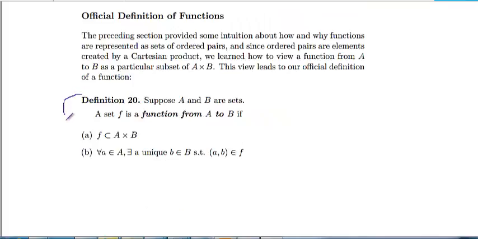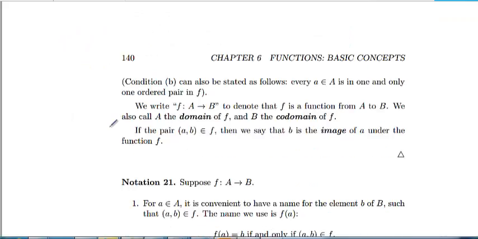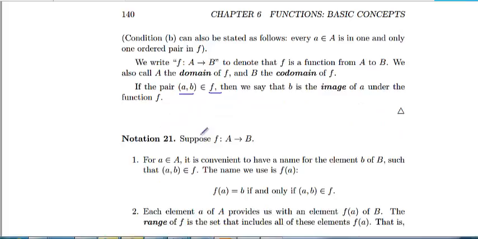All right, so here's the formal definition of function, which incorporates those two ideas: f is a subset of A cross B, and for any A in the first set, in the domain set, there's a unique B such that AB is in this set. So you have domain and codomain. We talked about that before. If you have a particular pair in the function, then B is called the image of A. A is a domain element, B is a codomain element.